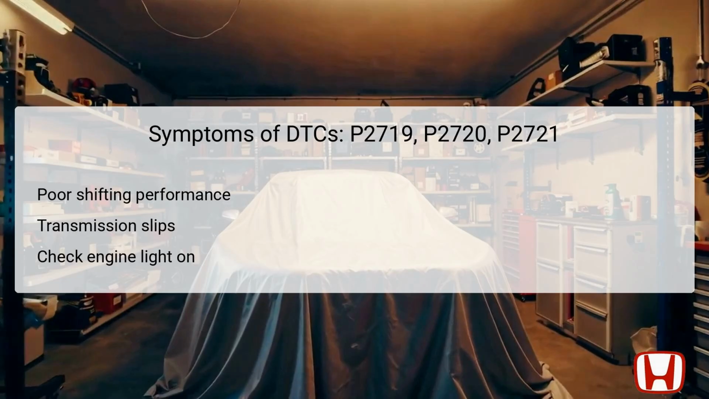This slipping occurs when the hydraulic pressure isn't properly regulated by the solenoid valve, due to the electrical problems outlined by these codes. Furthermore, you'll likely notice the illumination of the check engine light on the dashboard, signaling that the onboard diagnostic system has detected anomalies worth investigating. Recognizing these symptoms early on can help prevent long-term damage to the transmission.